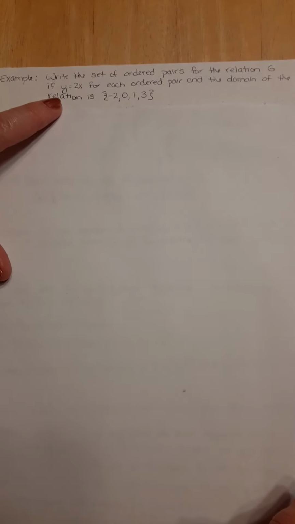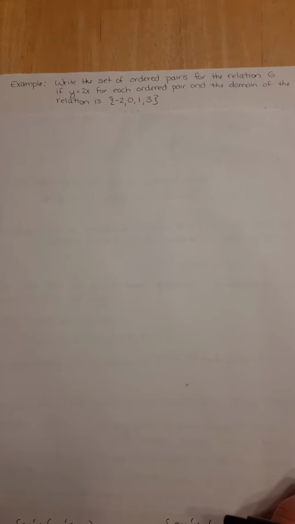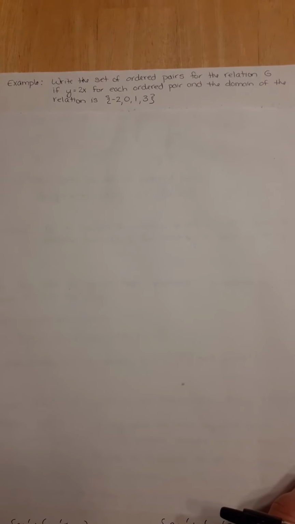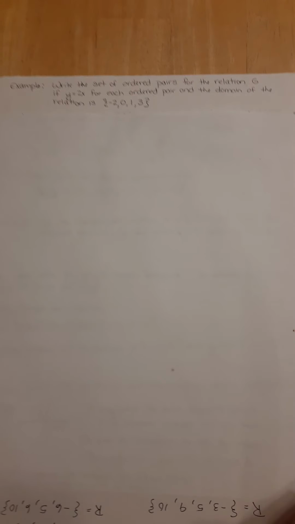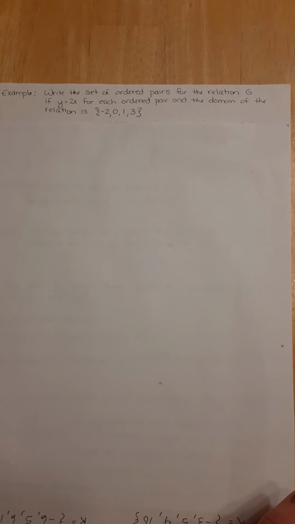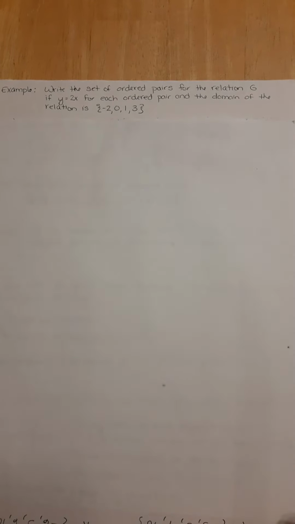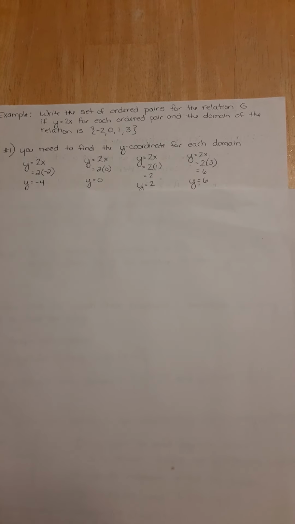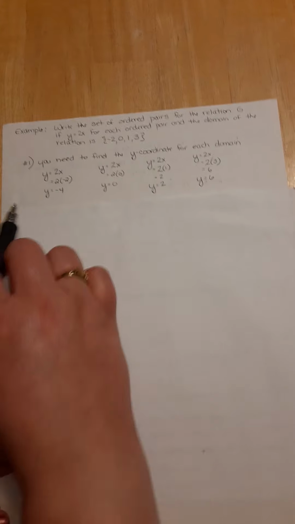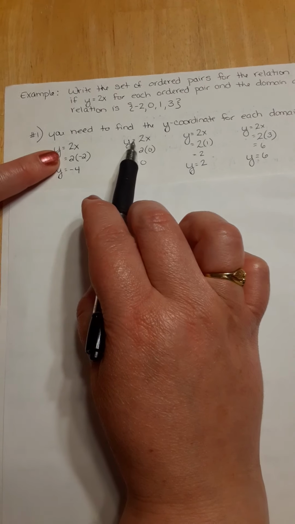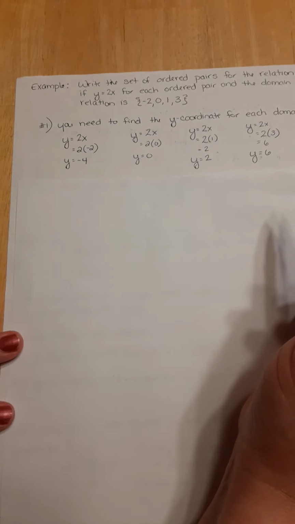If y equals 2x for each ordered pair and the domain of the relation is negative 2, 0, 1, and 3. Now remember, what is domain? Domain is always my x values. So the very first thing I need to do is I've got to find the y coordinates for my domain. Here, in a way I set it up going across and I rewrote my equation 4 different times.